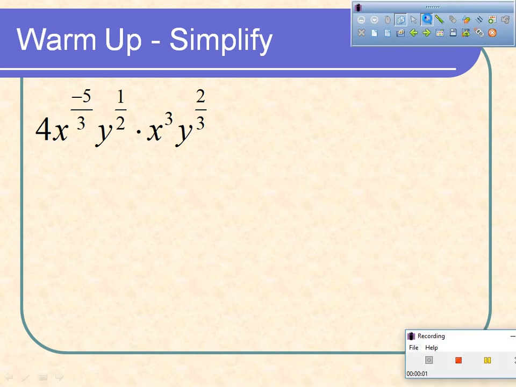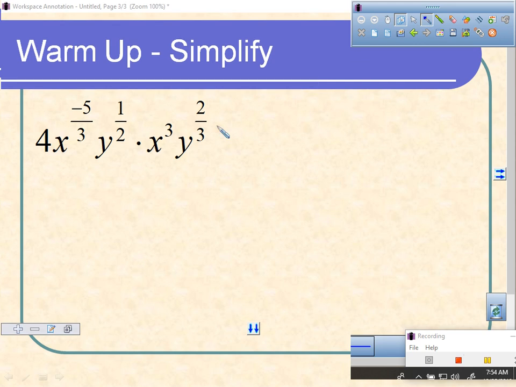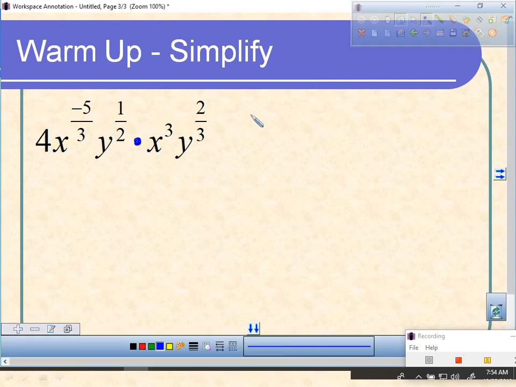Alright guys, for your warm-up, it wants you to simplify this expression. Notice what we're doing here is multiplying 4x to the negative 5/3 y to the 1/2 times x cubed y to the 2/3. That's a rational exponent, so whenever we're multiplying, we're going to add our exponents. There's nothing to multiply with this 4, there's an understood 1, so that's just going to be 4.